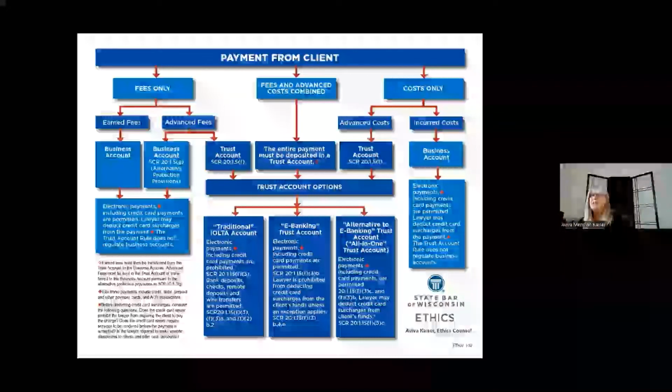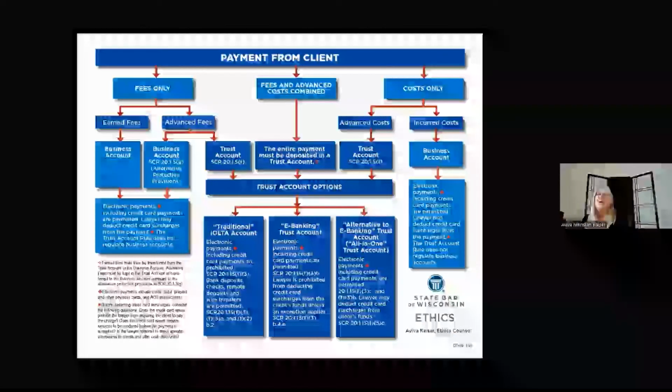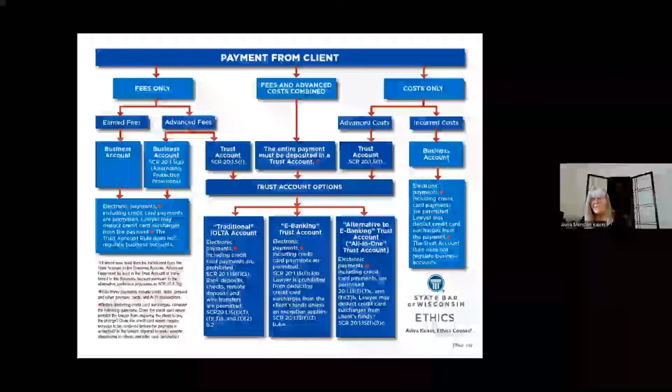Another example is if we have a combined payment of both advanced costs and earned fees. Those must still be deposited into the trust account. Why? Because advanced costs must always be deposited into a trust account. Then the earned fees may be transferred appropriately into that business or operating account.